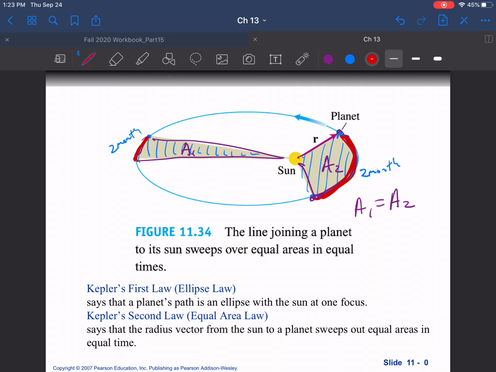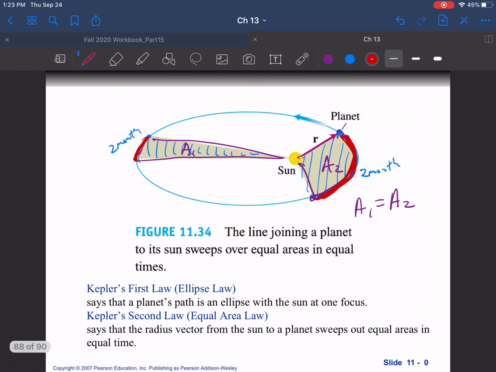Look at a figure skater. If they throw their arms out wide, they spin slowly. If they tuck their arms in, they start spinning fast. If the planet gets close to the sun, it starts orbiting quickly. If it gets further away, it orbits more slowly. And then the two areal velocities remain equal or constant.